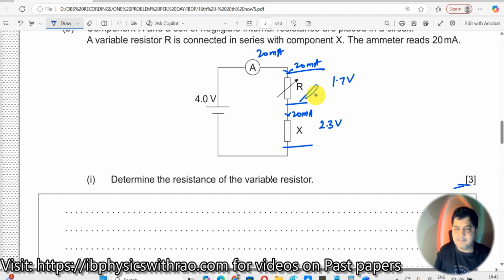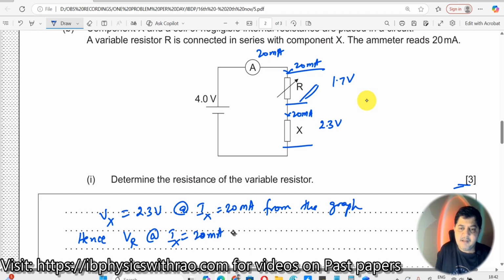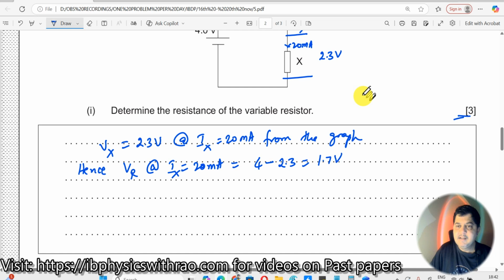Now this is for 3 marks. So what is it we need to write? We need to write Vx is equal to 2.3 volt at Ix is equal to 20 milliampere from the graph. This gives you 1 point. You have identified the proper value of the voltage. Then hence, at Ix equal to 20 milliampere, VR is equal to 4 minus 2.3, which should be equal to 1.7 volt. This gives me the second point.